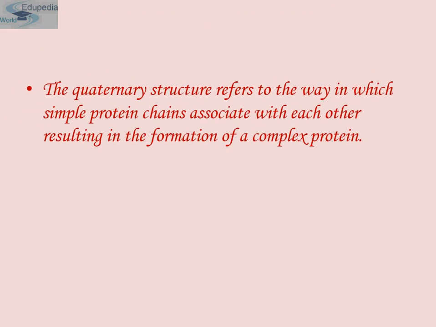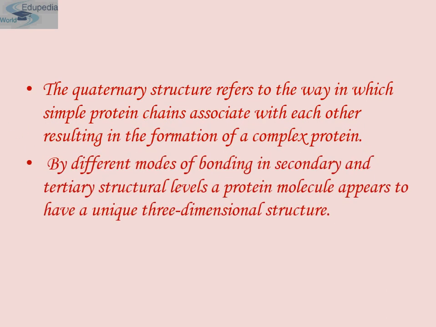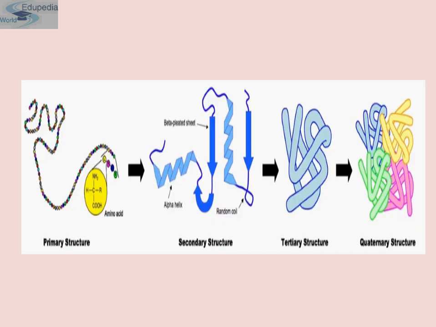The quaternary structure refers to the way in which simple proteins associate with each other, resulting in the formation of a complex protein. By different modes of bonding in secondary and tertiary structure levels, a protein molecule appears to have a unique three-dimensional structure. This is the primary structure that is converted into secondary structure. Secondary structure has two conformations. One is alpha helix, this is the alpha helix, and this is the beta pleated.